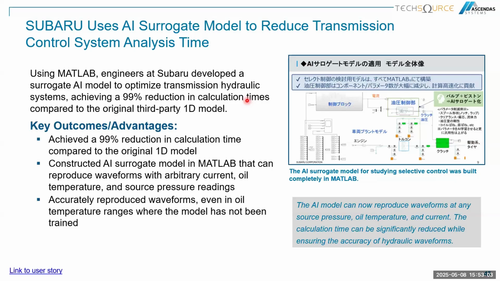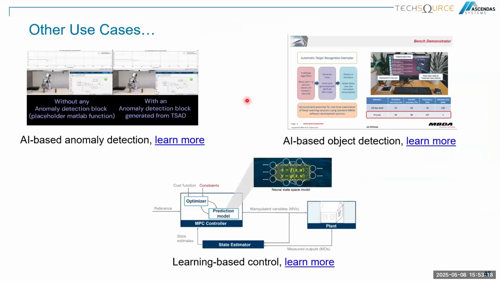And this is how it helps their engineers with a better workflow, faster speed, and they can optimize without relying on slow simulation. Some other cases here: not only AI with model-based design, we also provide other cases like AI-based anomaly detection, AI object detection, and some learning-based control like reinforcement learning, MPC controllers, or any neural network.